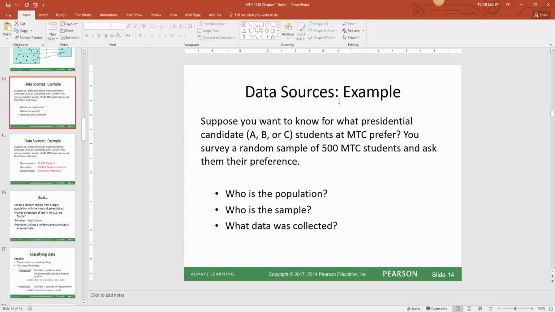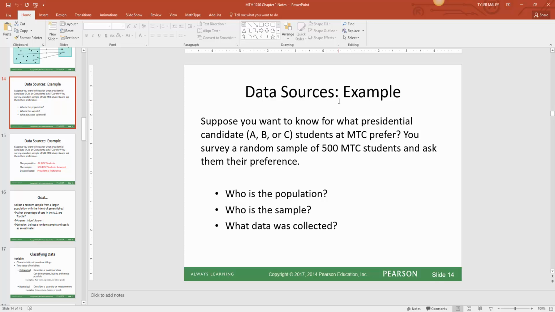So here's an example of data sources. Suppose that we want to study which presidential candidate, A, B, or C, students at MTC prefer. It would be very hard to survey every single Marion Tech student. Some are at the prison, some are in the high schools, some are taking online courses from out of state, some are taking evening courses, some are taking Saturday only courses, some are in our ASAP program, like Wednesday night courses. It has lots of different flexibility.